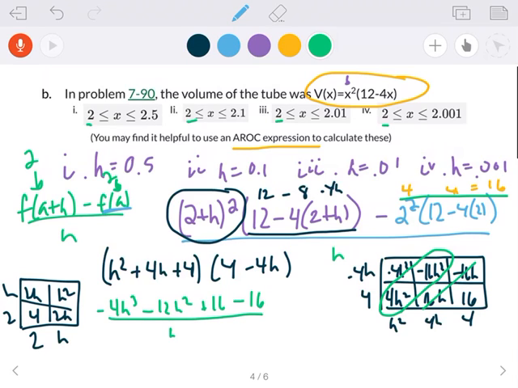Let's see, it's getting better. So the 16s cancel out, and we have an h in every term that's left, so we can get rid of one here and make this squared, get rid of that one, get rid of that one. Our final expression is negative 4h squared minus 12h. Now, how do we use that to help us? Now we can just plug in our h values to get our outputs.